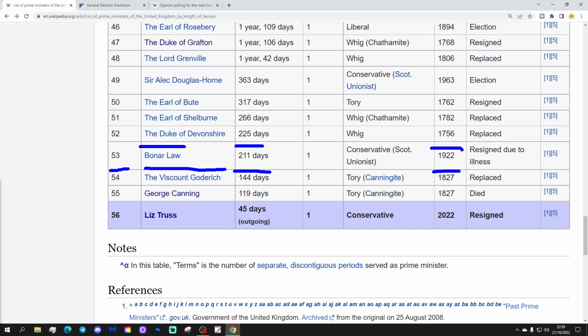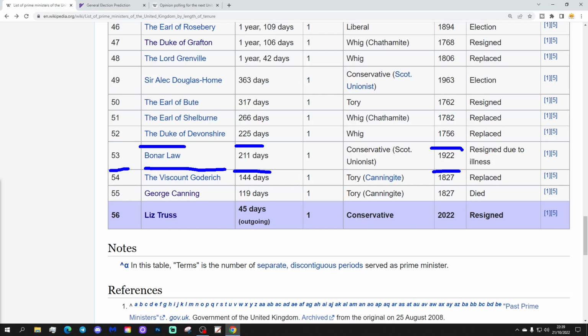And that's where the name, the 1922 Committee, comes from. The men in grey suits who keep coming and going to tell these prime ministers that their time is up. That's where it comes from.